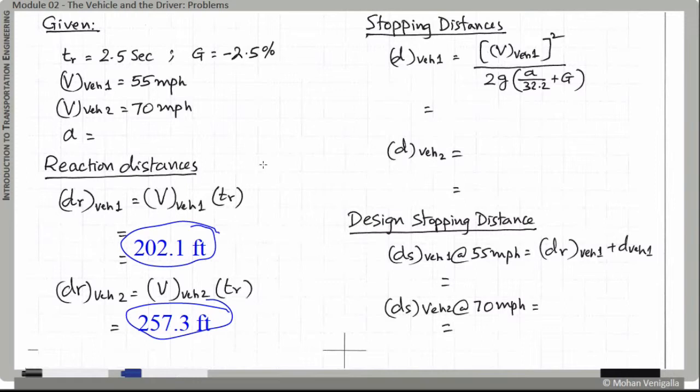Now, I just brought the values here, neatly typed for your convenience. The second component of the stopping distance, the first being the reaction distance, is the braking distance. The stopping distance is given by the equation: velocity squared, divided by 2g times a divided by 32.2 plus G. Substituting these values, on the numerator you have the speed, which for driver 1 is 55 miles per hour. Let's put the a value as 11.2 feet per second squared.